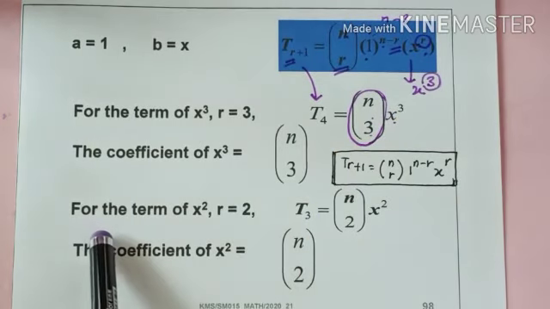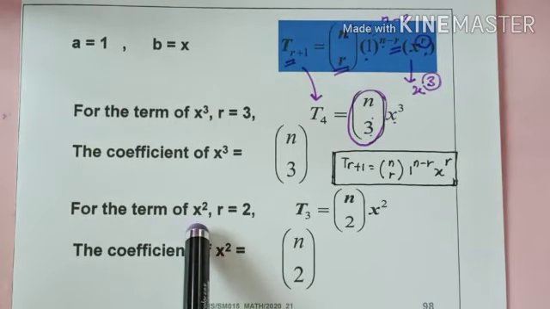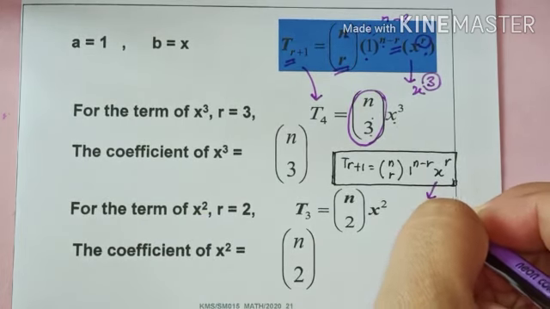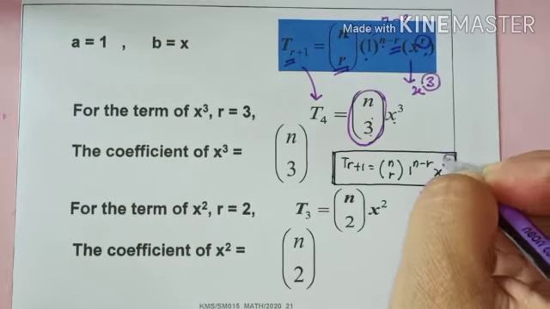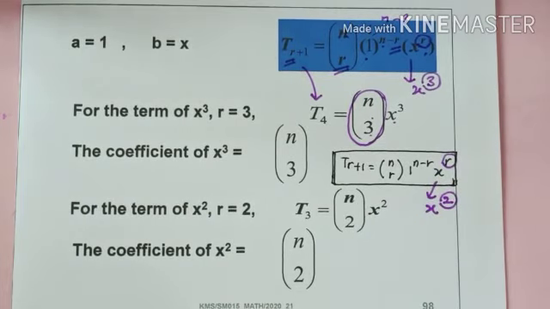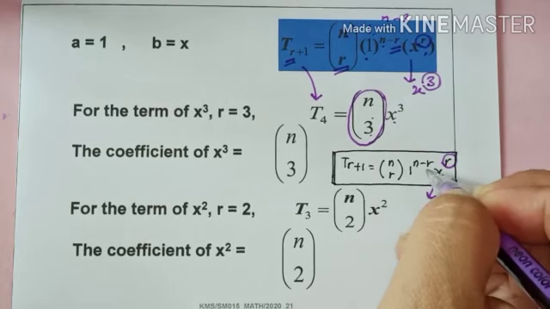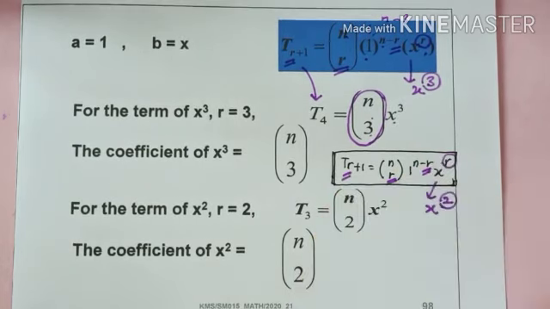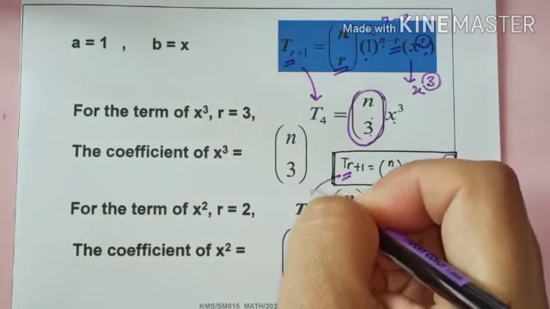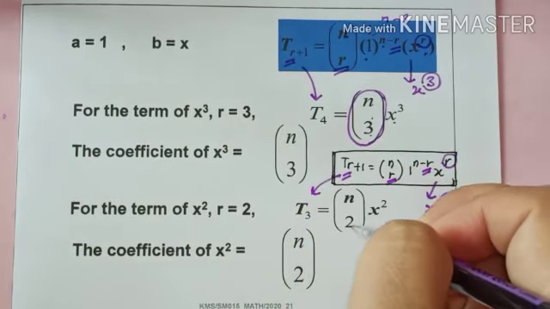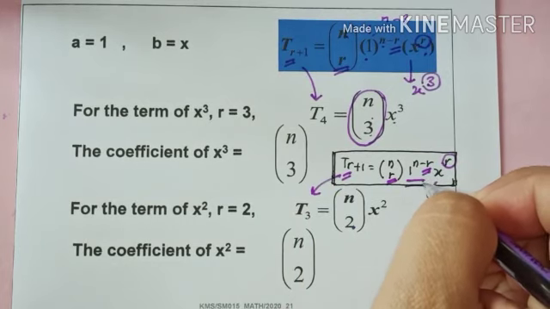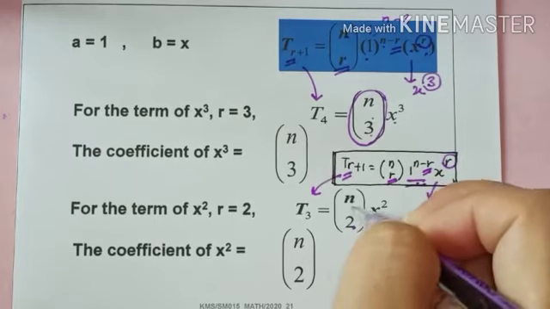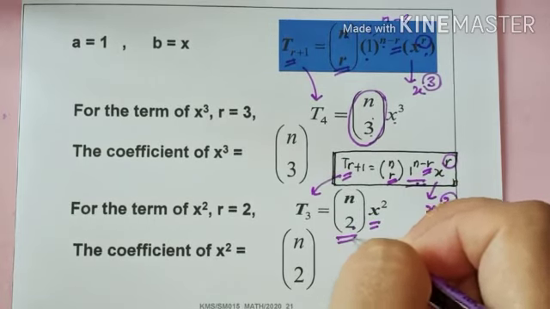Okay. Same thing for the term of x squared. Because we want to get the term of x squared, we compare r is equal to 2. Now we get 2 here, also substitute 2 here, this one 2, and this one also 2. It becomes T3. T3 is equal to nC2, and then 1 to the power of (n minus 2) is equal to 1, times x squared. Thus the coefficient is nC2.